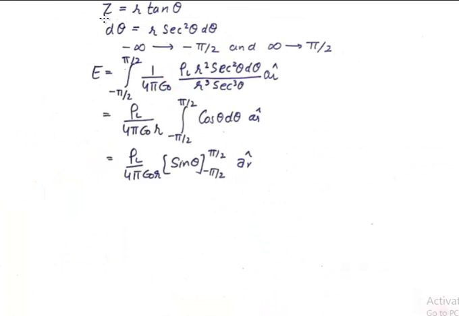we see that z, the height, can be written as r tan theta. The dz can be written as r secant square theta, d theta. Then limit changes from minus infinity becomes minus pi by 2 and infinity becomes pi by 2. So my E vector becomes integral from minus pi by 2 to pi by 2, 1 upon 4 pi epsilon naught, rho L r square secant square theta, d theta, upon r cube secant cube theta. And of course the force is exerted radially.